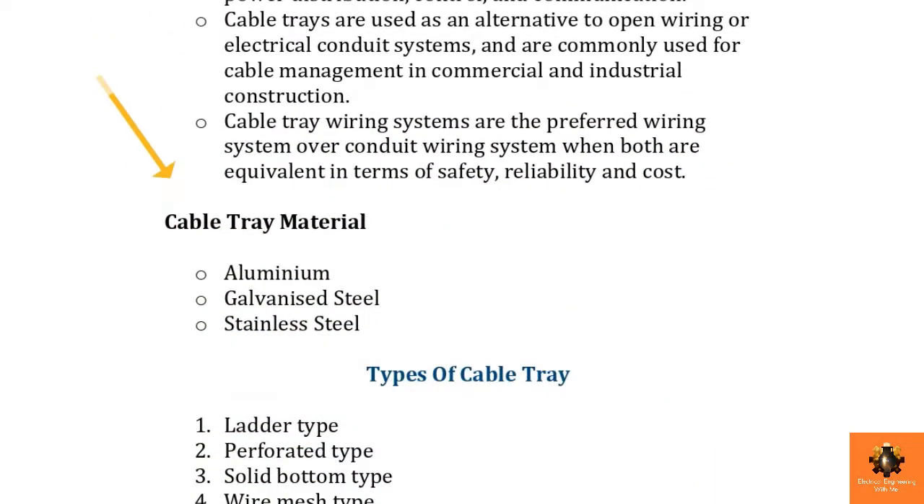Next is cable tray materials, the materials that are used for cable trays. Generally, material selection for the cable tray is based on the purpose, that is, for what purpose we are providing the cable tray. Common cable trays are made of aluminium, galvanized steel and stainless steel. So these are the three basic materials that we have.